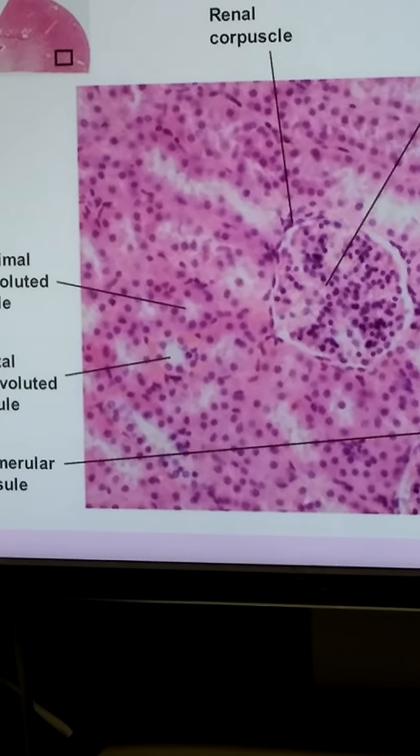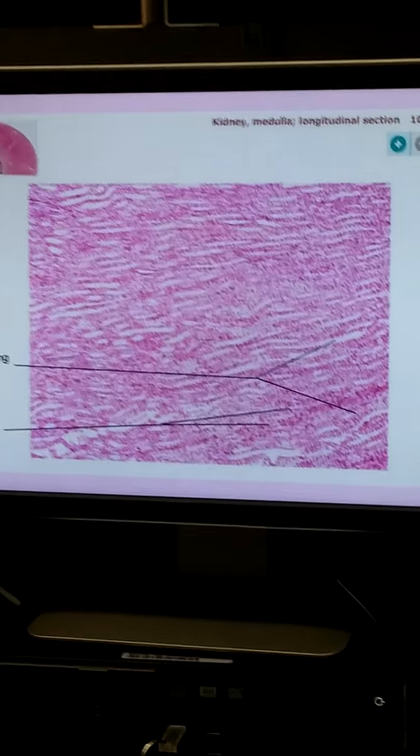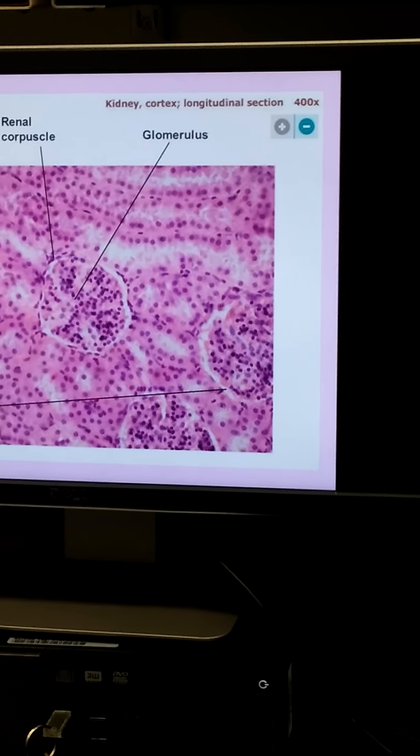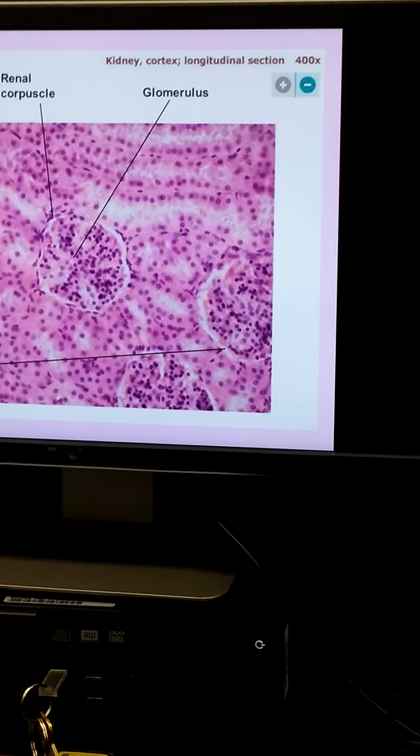Make sense? Okay. Question. Yeah. About the renal corpuscle. It's the glomerulus and the Bowman's capsule that make it up? Yep. Okay.